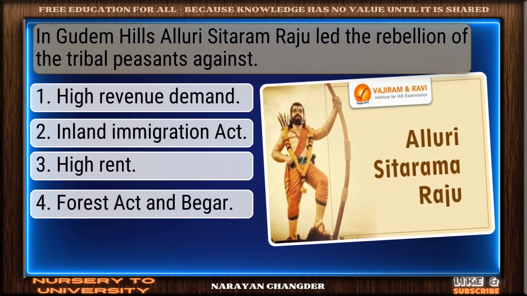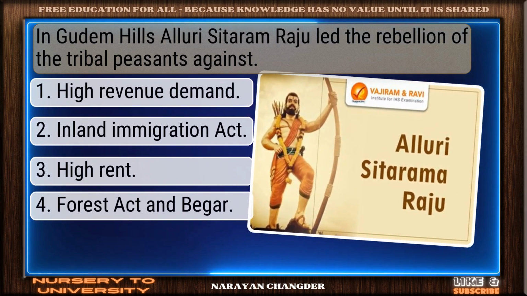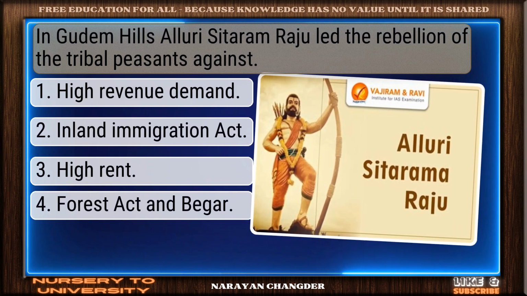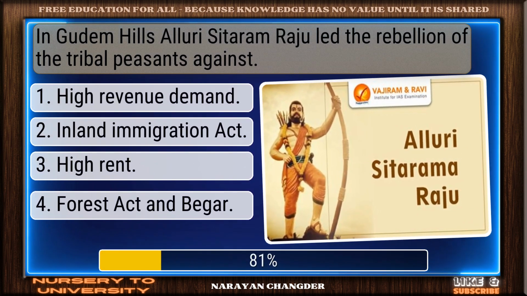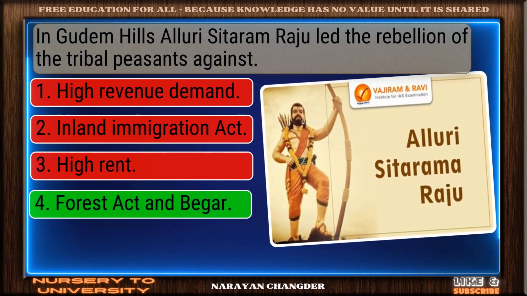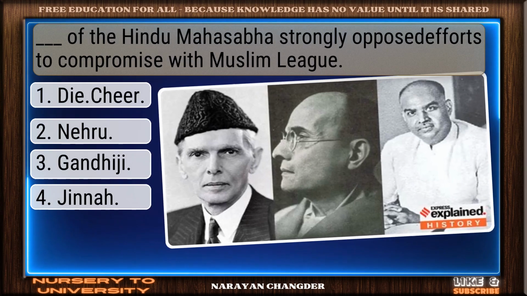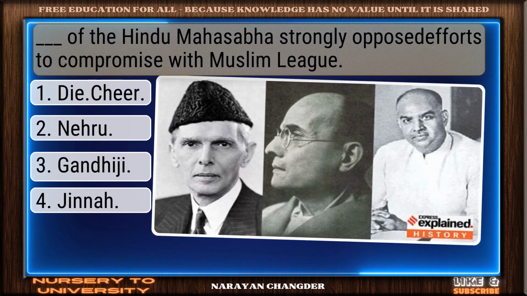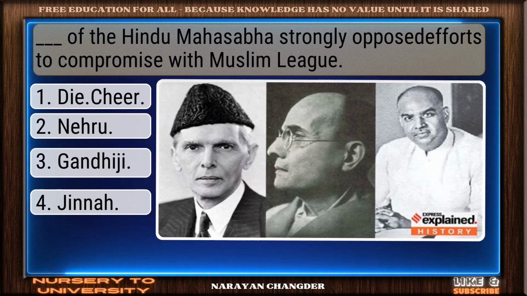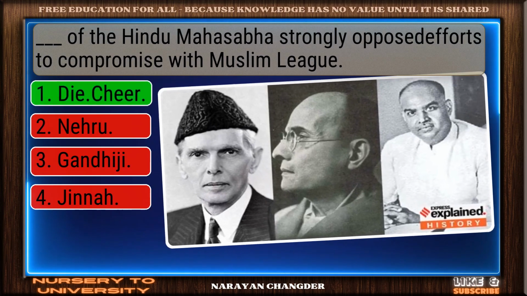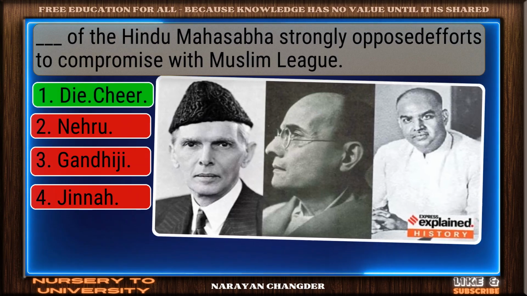In Gudem Hills, Alluri Sitaram Raju led the rebellion of the tribal peasants against. Correct. Forest Act and Beggar is spot on. Leaders of the Hindu Mahasabha strongly opposed efforts to compromise with the Muslim League. Right choice. Best.